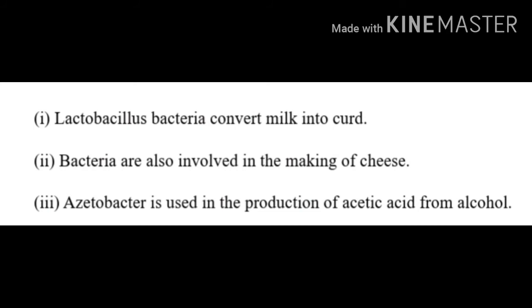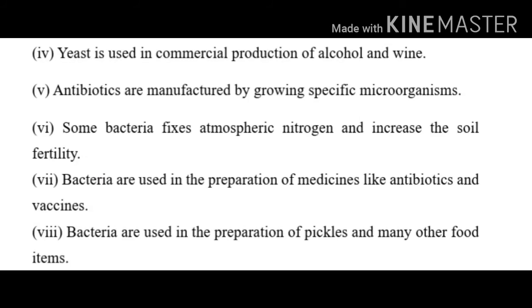Point 2, bacteria are also involved in the making of cheese. Third point, Azotobacter is used in the production of acetic acid from alcohol. Point number 4. Yeast is used in commercial production of alcohol and wine. Point 5. Antibiotics are manufactured by growing specific microorganisms.